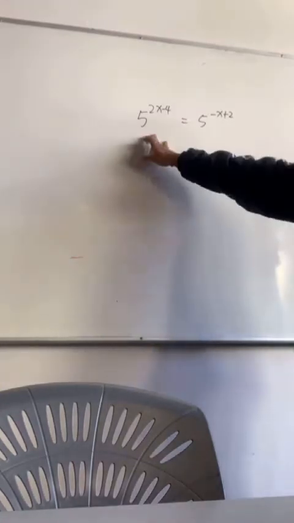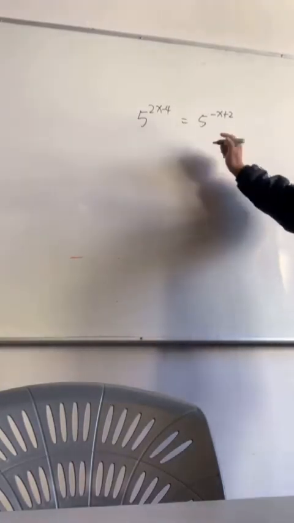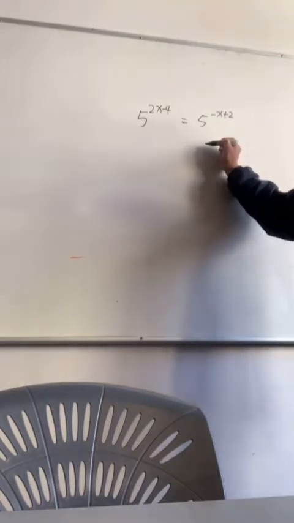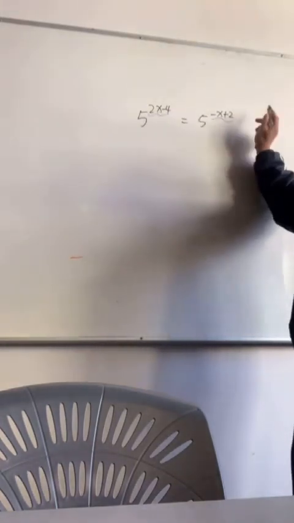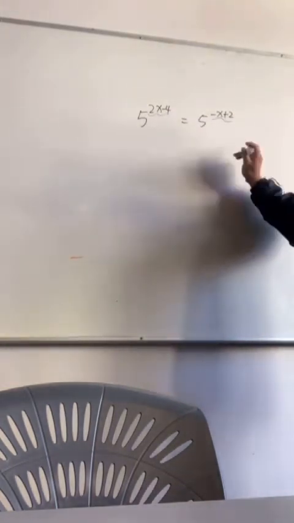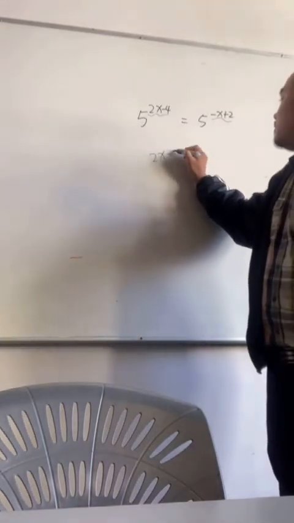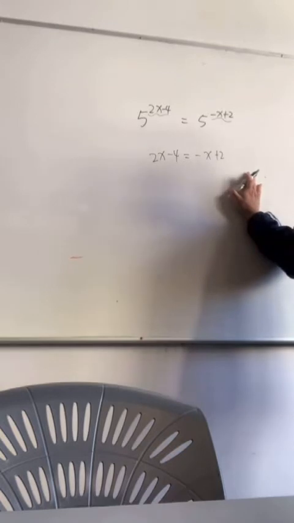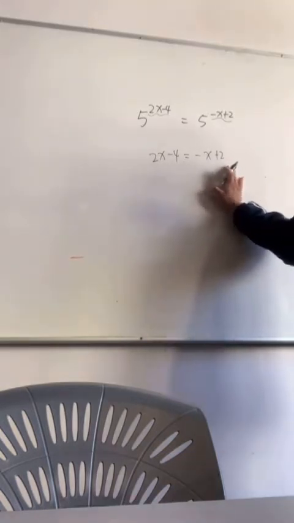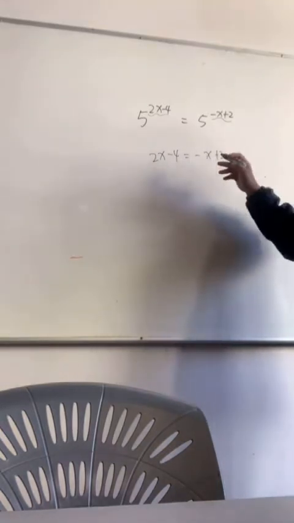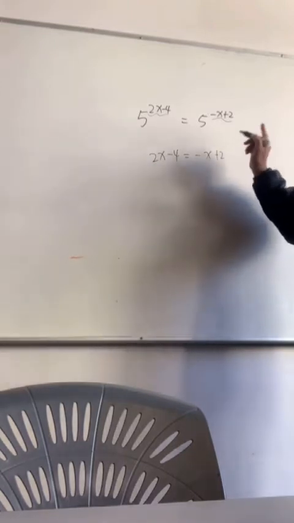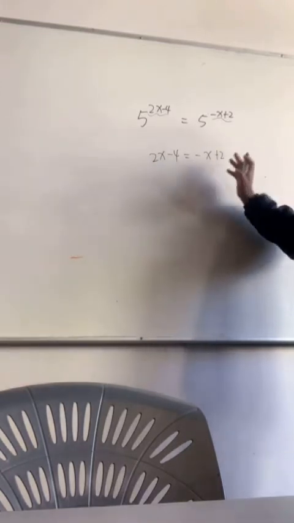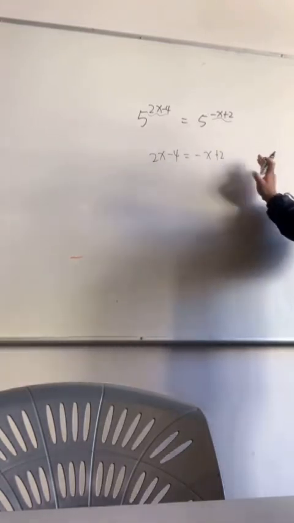For these two exponentials, for these two index numbers, we know if the base is the same, then the power, the index, must be the same. So we can simply do 2x minus 4 equal to negative x plus 2. Does it make sense? Everyone knows how to do it, and it becomes a solving equation question, like a Year 7, Year 8 question.